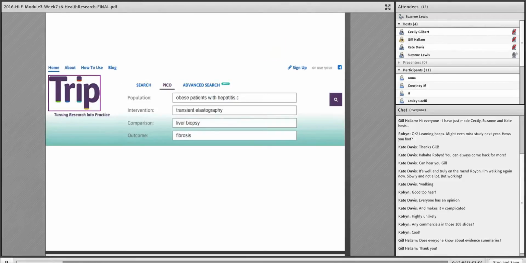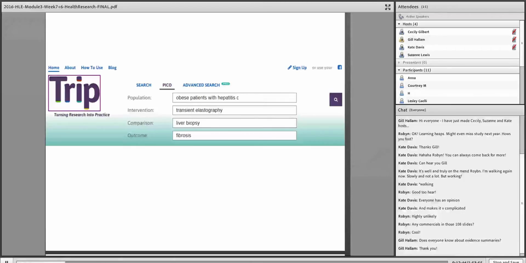And this is a screenshot of the PICO search in TRIP. And I've populated it with the elements of one of the PICOs that we did last week that you worked through on your worksheet. So this was the use of transient elastography for monitoring liver fibrosis in obese patients with hepatitis C. Now, this, of course, was not a treatment question, it was a diagnosis question, but it still fits quite nicely into this PICO search screen.